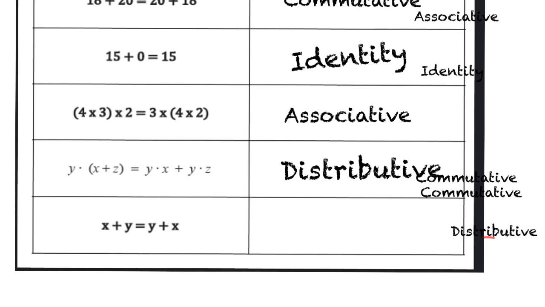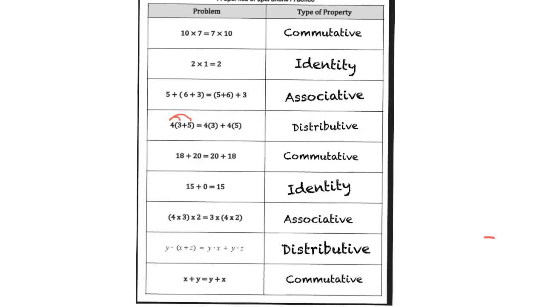And then our last one, we have x plus y equals y plus x. So we can see they are switching spots on us again, which we know is the commutative property because they're going from one spot to another, which is what commuting is.